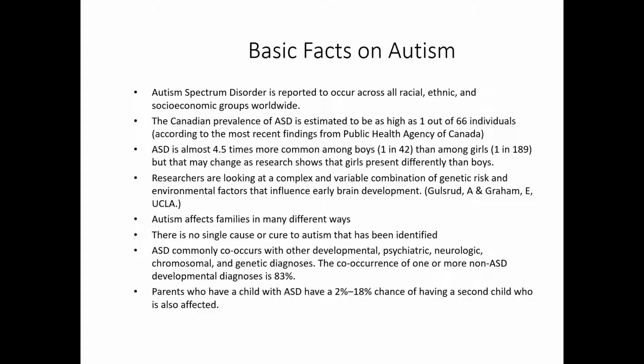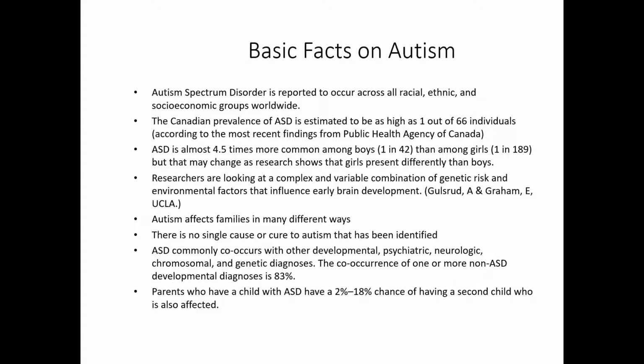Researchers are looking at a complex and variable combination of genetic risk and environmental factors that influence early brain development and that may influence why somebody would receive an autism diagnosis. As of now, we don't know why autism occurs. We are not sure why it happens, but the research is ongoing and looking at that combination of genetics and environmental factors. It can affect families in many different ways. As I said, some individuals need a lot of support and some individuals on the spectrum may need lower levels of support throughout their life. There's no single cause or cure to autism that has been identified.